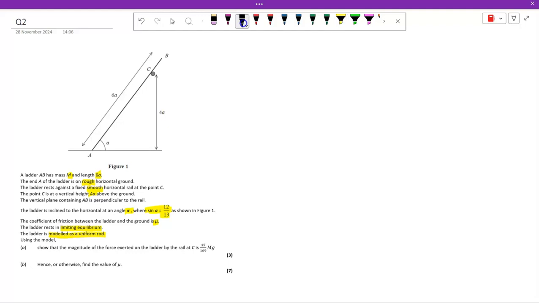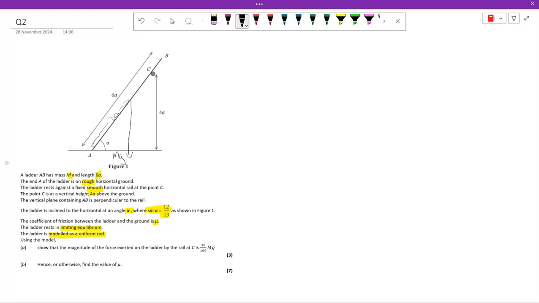Right, so let's have a read again, and then we can start putting things in. So we've got a ladder of mass M, and we know this is a uniform rod because we've read it once. So therefore the weight, which is capital MG, will go in the middle. So this distance is 3A here.